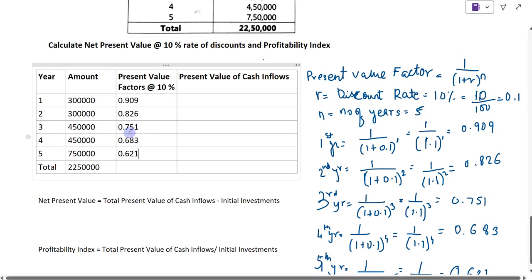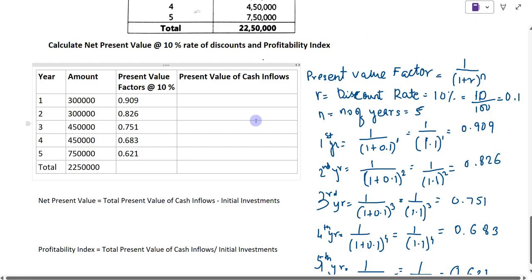Okay. So in this way we got the present value factors. The present value factor formula is 1 upon 1 plus r raised to n. R stands for discount rate, and n stands for number of years. For each year, the power n will be that particular year. For example, for the first year, the number of years will be 1; for the second year, the number of years will be 2.